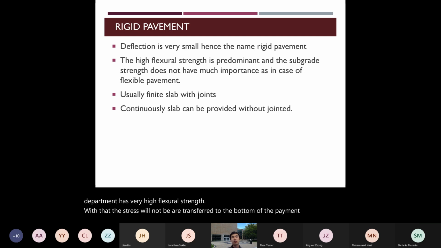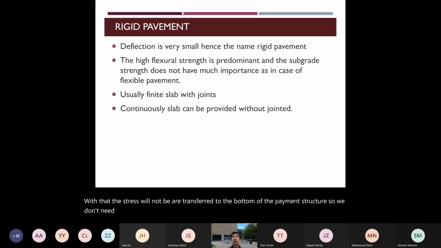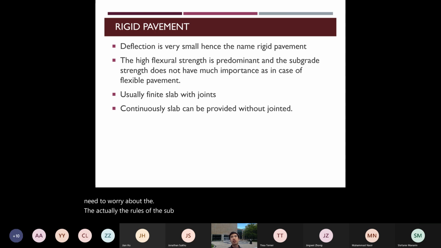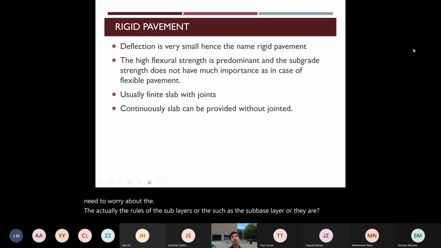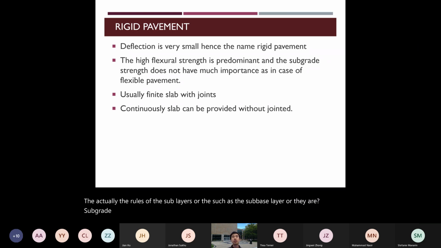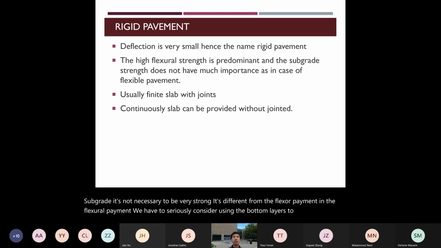So we don't need to worry about the roles of the sublayers, such as the subbase layer or the subgrade. It's not necessary for them to be very strong. It's different from the flexible pavement. In the flexible pavement, we have to seriously consider using the bottom layers to support the surface layer.